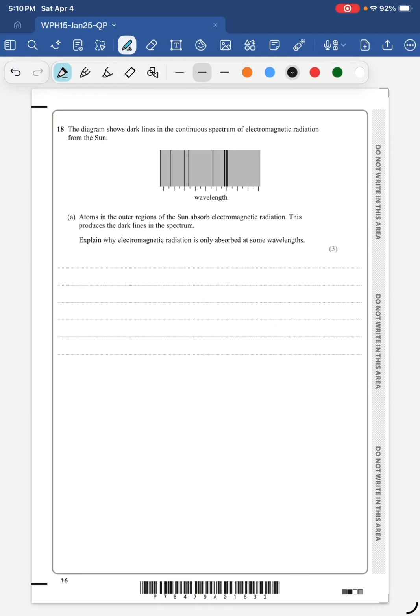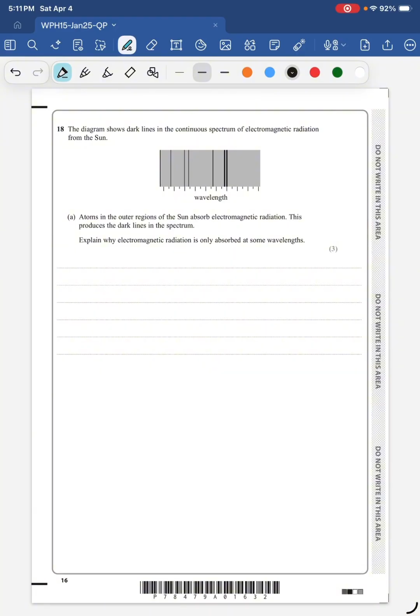Okay, question 18. The diagram shows dark lines in the continuous spectrum of electromagnetic radiation from the sun. Atoms in the outer regions of the sun absorb electromagnetic radiation. This produces the dark lines in the spectrum. Explain why electromagnetic radiation is only absorbed at some wavelengths.